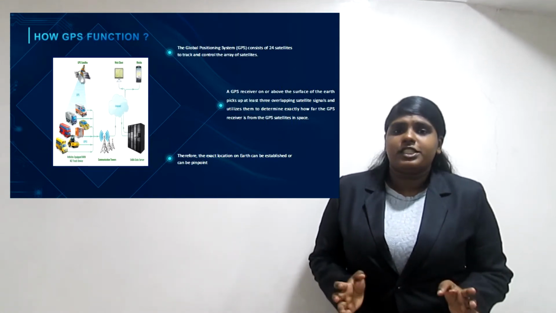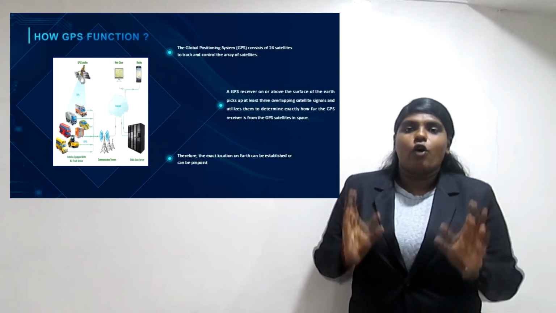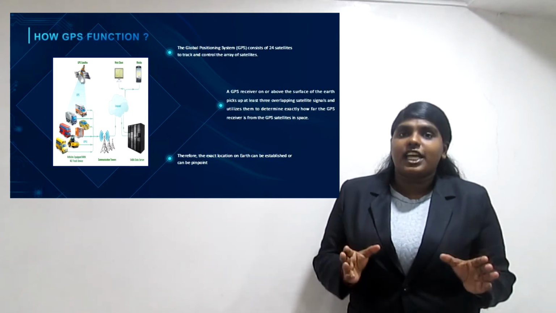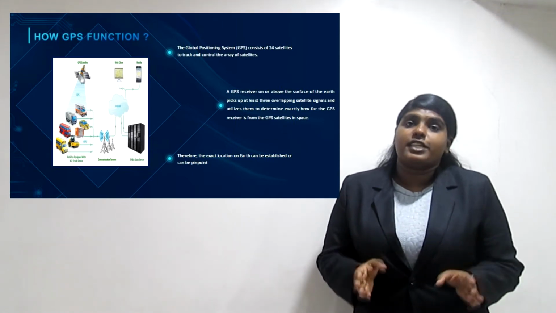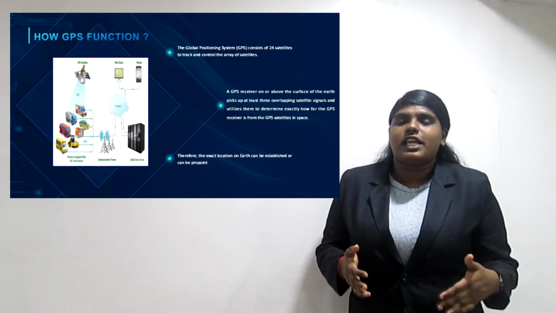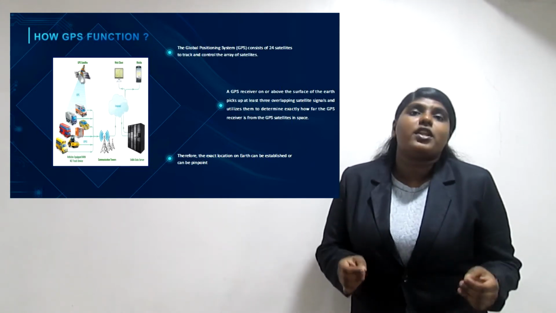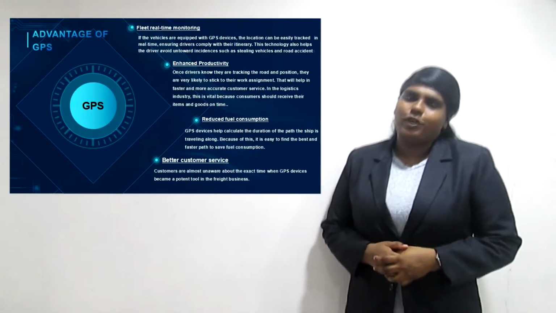Second, a GPS receiver above the surface area picks up at least overlapping signals and utilizes them to determine exactly how far the GPS receiver is from the GPS satellites in space. Therefore, the exact location on the Earth can be established from one point to another point by pinpointing the exact location. What are the advantages of GPS?